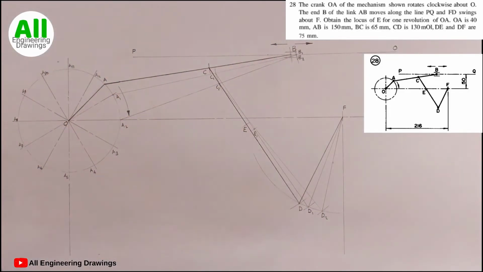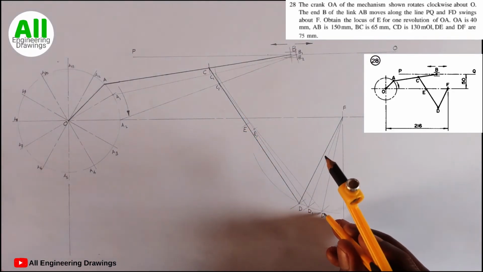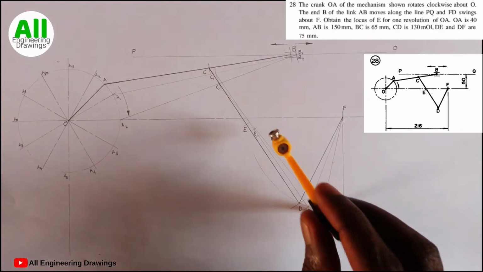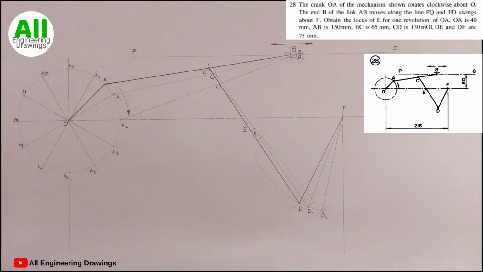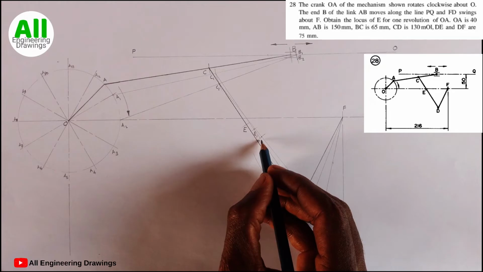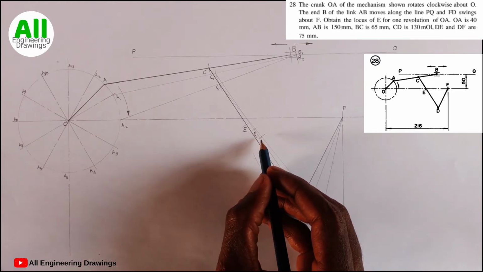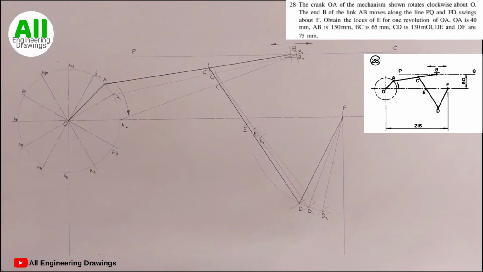To obtain E2, I will take the radius of DE. Then I will place the compass on D2. Then I will cut an arc on line C2D2. The point where the arcs intersect, I will label the point E2. I will replicate this process for point A3, A4 down to point A12.